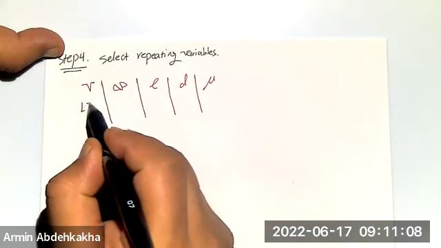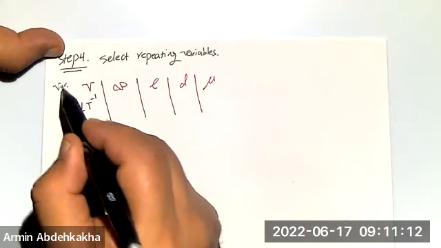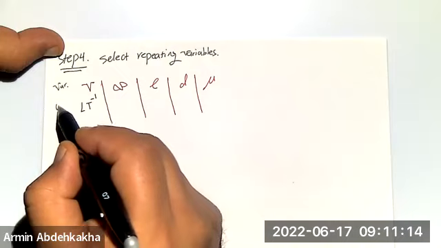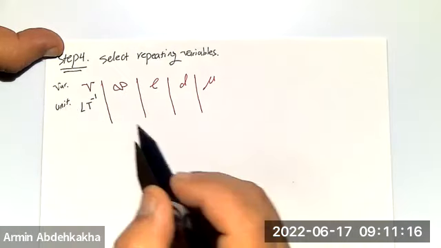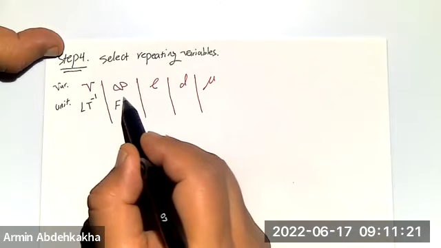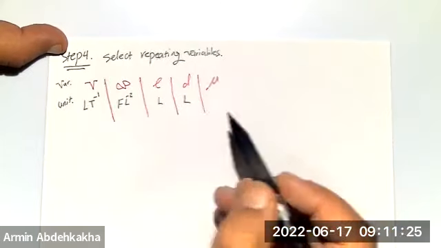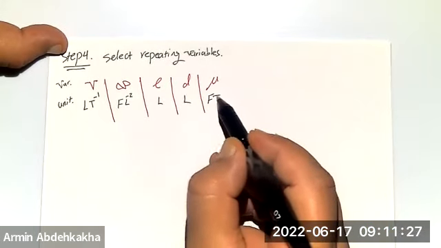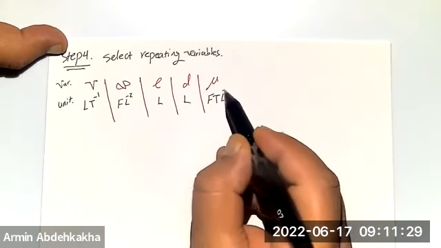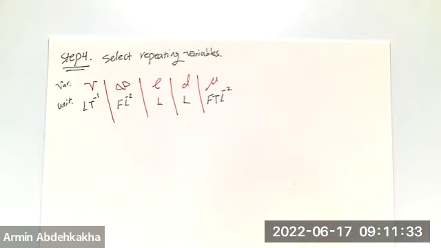V is LT minus 1, writing the variable and the unit. Delta P is F L minus 2, L is L, and mu is F T L minus 2. Okay. So right now you have to decide which one you have to choose.